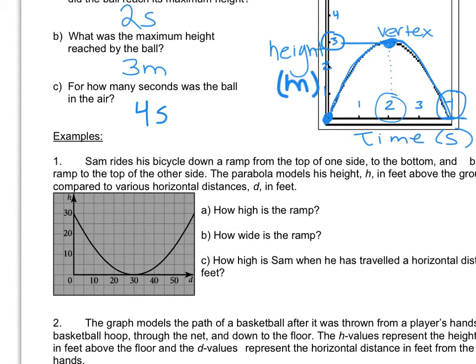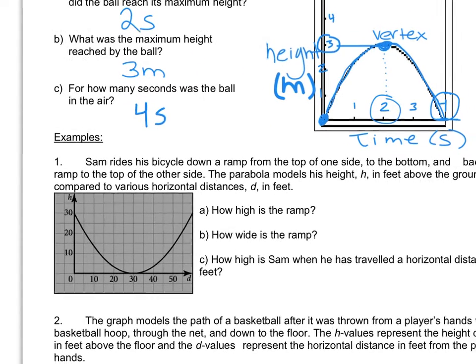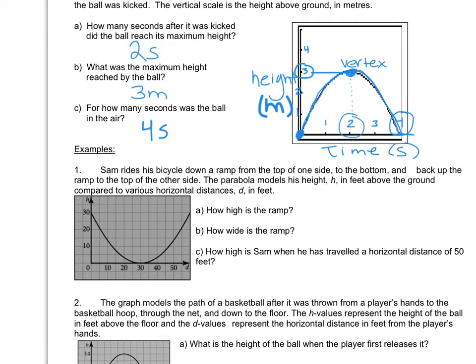Sam rides his bicycle down a ramp from the top of one side to the bottom and back to the top on the other side. The parabola models his height in feet above the ground compared to a horizontal distance in feet. So both of these are dealing with our height and our distance, and they're in feet, which is a unit of measurement that we learned last time in Unit 1. So how high is the ramp? The highest point of the ramp is 30 feet.